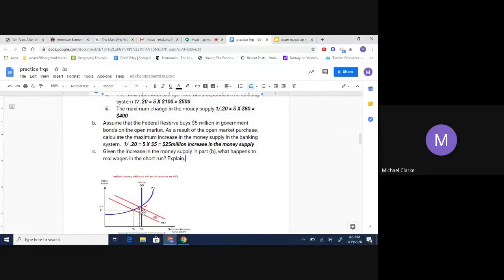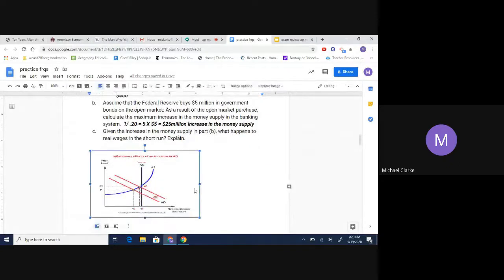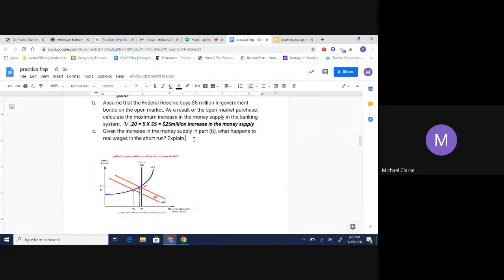If you look at this aggregate demand, aggregate supply graph here, look what's happening to aggregate demand. As a result of the increase in the money supply, aggregate demand shifts right, and look what happens to prices. Prices are now rising, so you have inflation. The reason I bring that up is you have to figure out the effect on real wages. We're talking about the short run here.